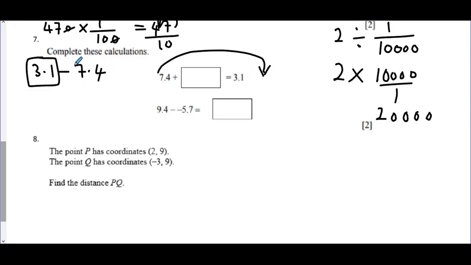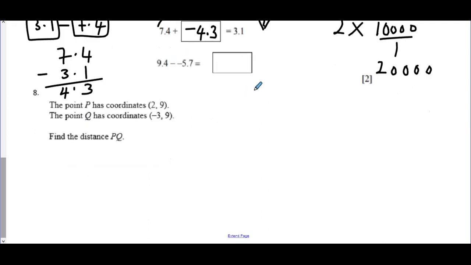This number is smaller than this number. So when you take a smaller number minus a bigger number, the answer will be negative. Now, if you want to find out how much is that negative, then do 7.4 minus 3.1, and you end up getting 4.3. So the missing number here is negative 4.3.